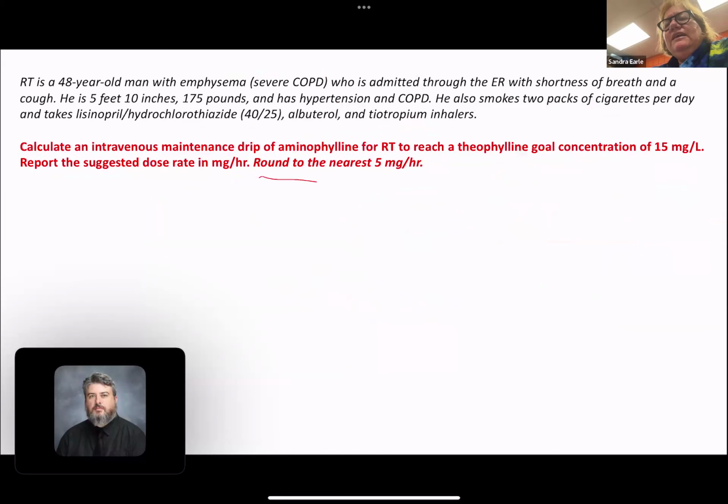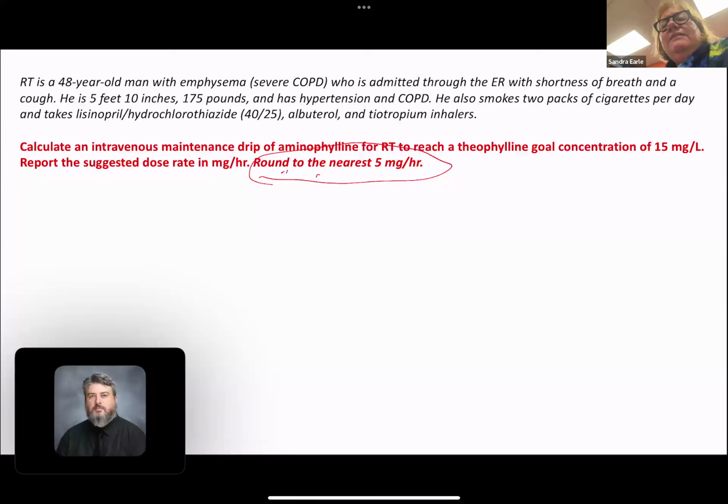Here's where I messed up the key. I forgot to say round to the nearest whatever. I'll go back and fix it. I tried to fix it. I'm not that good at Canvas quizzes, but you'll get your points for this if you did something different than what I asked, because I screwed this up.